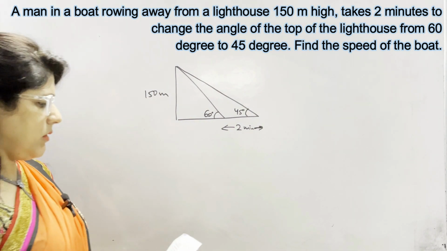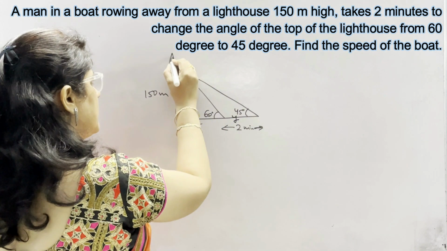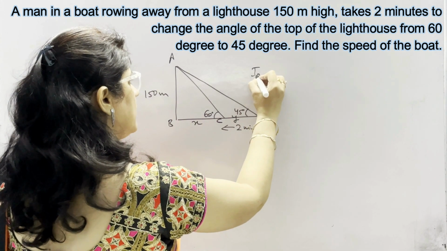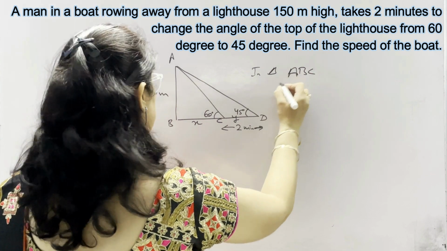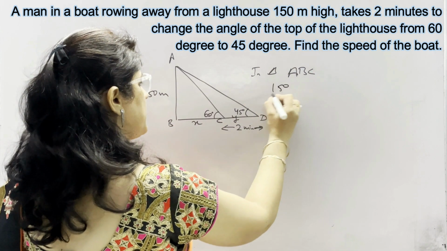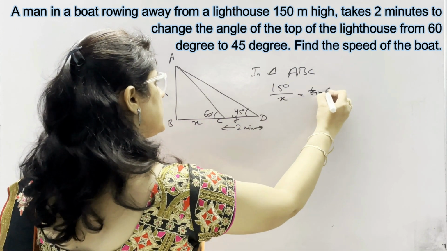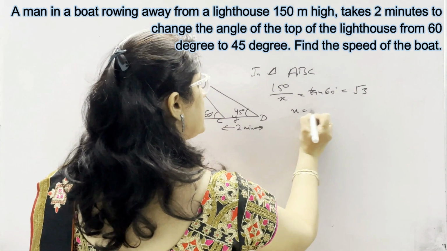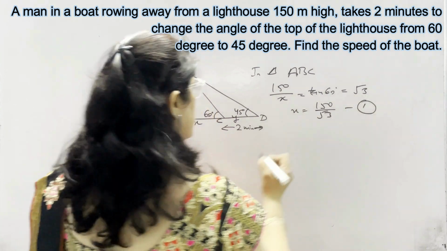So we need to calculate. Suppose this distance is x and this is y. A, B, C and D. In the inner triangle ABC, 150 is the perpendicular and x is the base. P upon B is tan 60, and the value of tan 60 is under root 3. x is equal to 150 upon under root 3. This is our first equation.